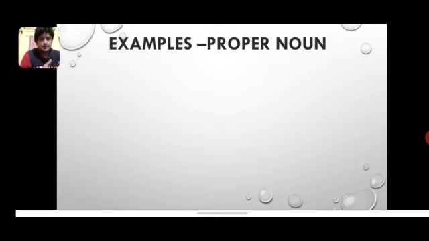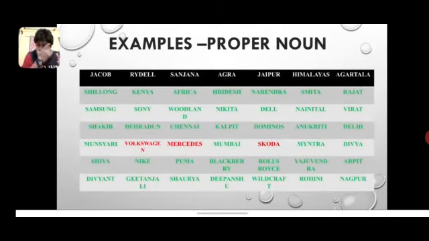Let's see a few examples here. Now, examples of proper noun. My name is a proper noun. Your name is a proper noun because these are specific identifications. Supposedly, if somebody calls on my phone and asks me, may I speak with Mr. Akash? Definitely I am the one who has to answer back. How do I know that? Because I have been referred to by the word called Akash. That is a proper noun. That is my name. Let's see a few more examples here. Now, Jacob, Rydal, Sanjana, Agra, Jaipur are all examples of proper noun. Likewise, I have also quoted a few more.